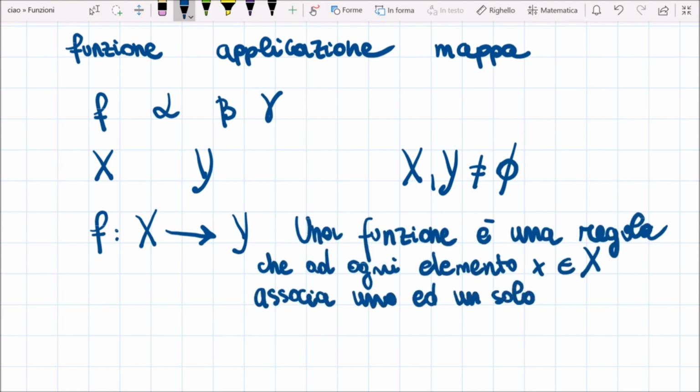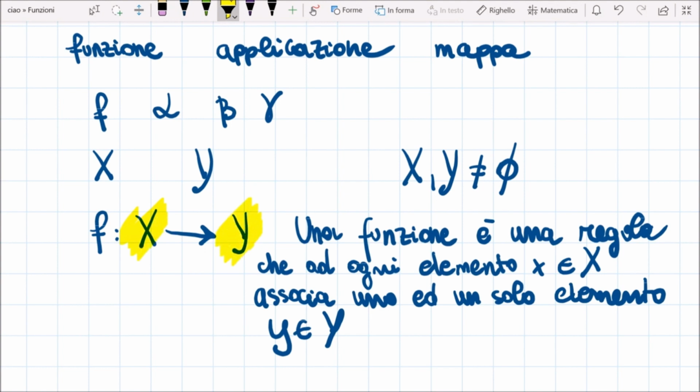We can think of a function as a kind of rule or law. What does this rule do? This rule takes any element from the domain, which we can call lowercase x, and for the sake of clarity, we'll use x to represent elements of the set X. For each element of this domain, the function associates one and only one element from the codomain, which we'll call lowercase y and denote as belonging to the set Y.